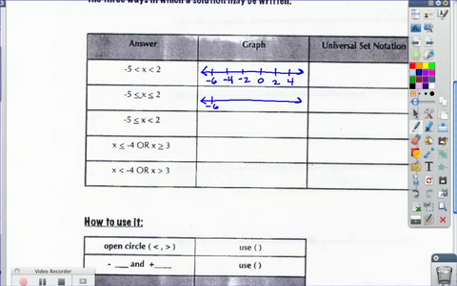Technical difficulties. One moment, my computer's... Okay, sorry about that. Looks like my computer is not frozen anymore. So right now I'm just making my number lines, and then I'll go in and graph the inequalities.